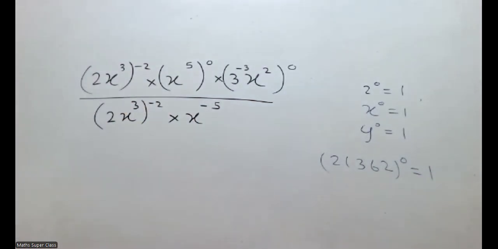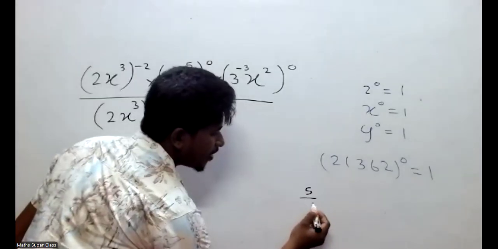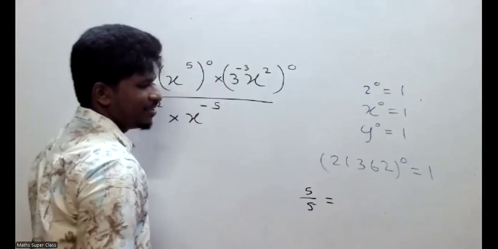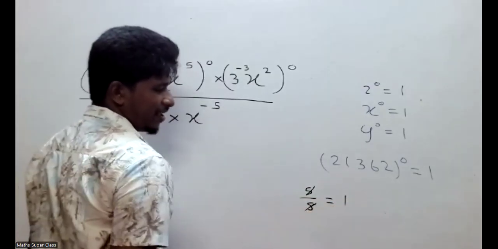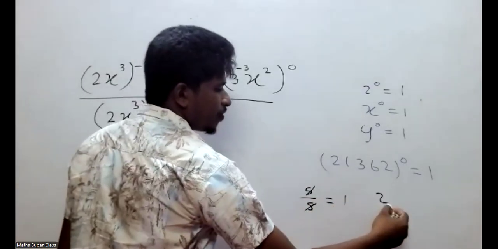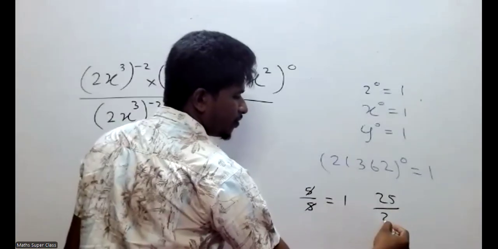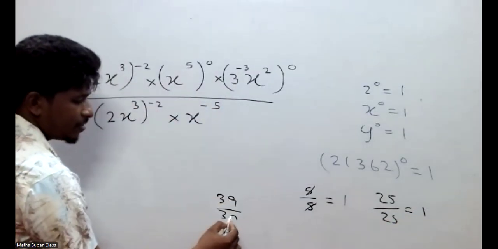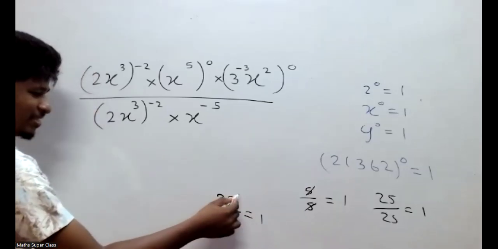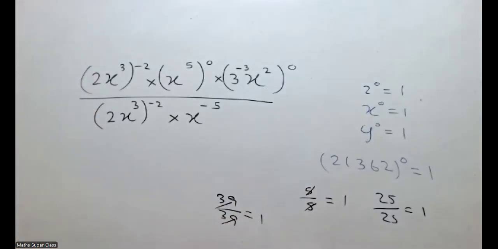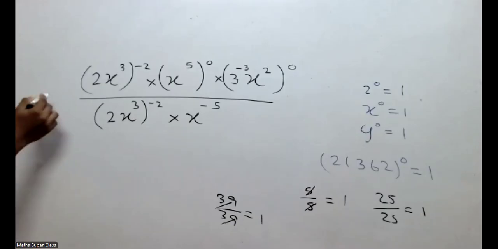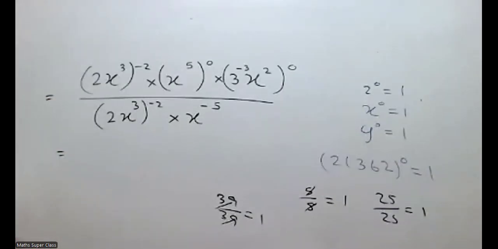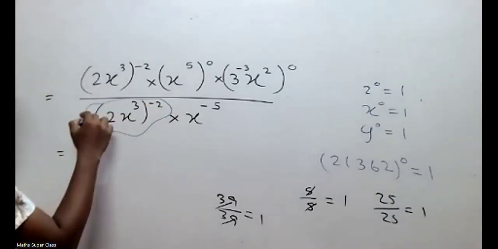Also, I want to show you another trick like this. 5 divided by 5, just cut this one. 25 divided by 25, 1. 39 divided by 39, 1. That means you can just cut. No need to write at least 1 for this one.